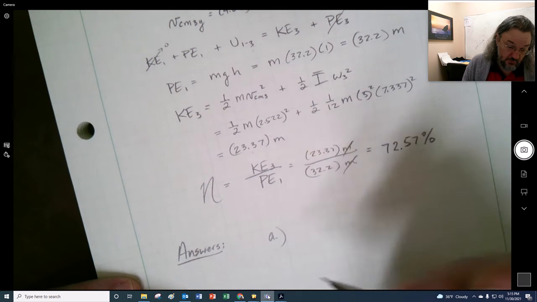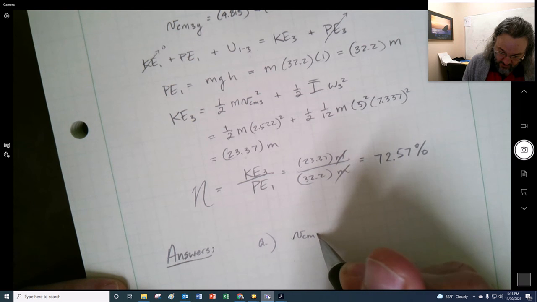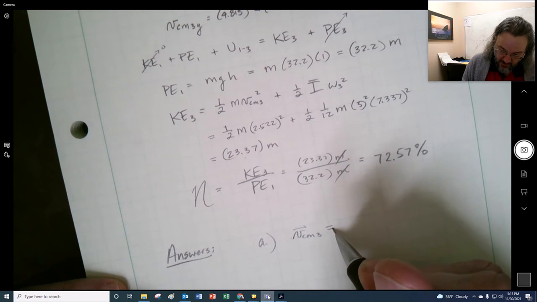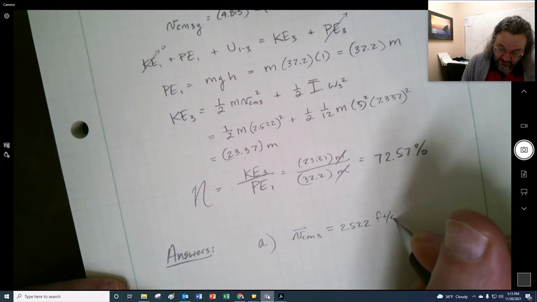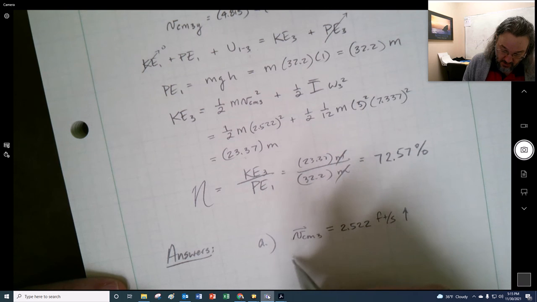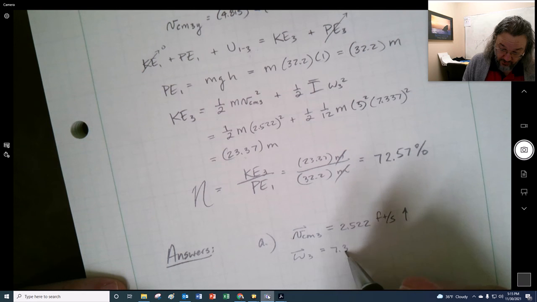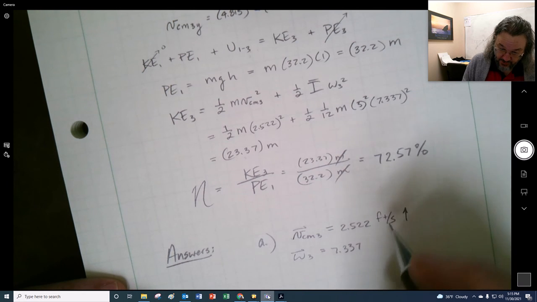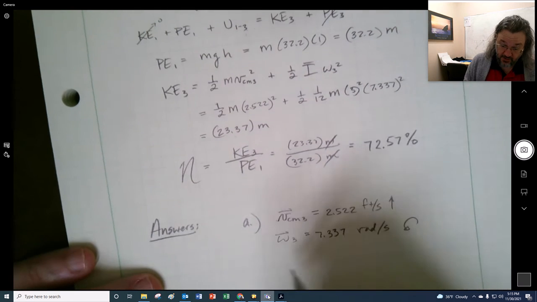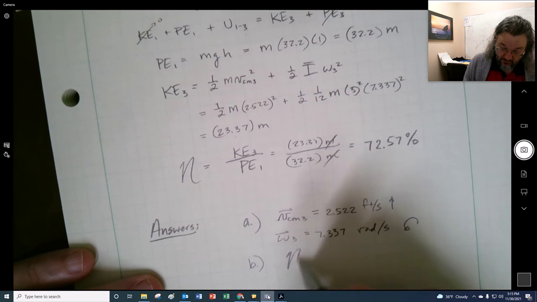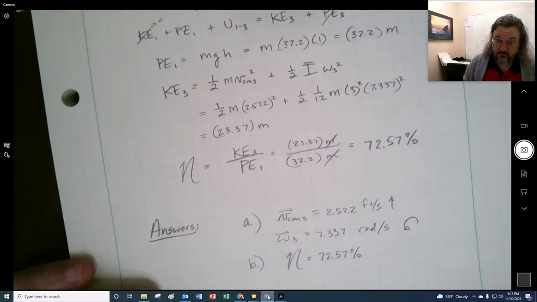So the answers for A, we're going to say V_CM3 is going to be equal to 2.522 feet per second upwards. Omega 3 is 7.337, I guess we'll go 4 sig figs, radians per second, and that direction. And then for B, the efficiency of the collision was 72.57%. And we're done.